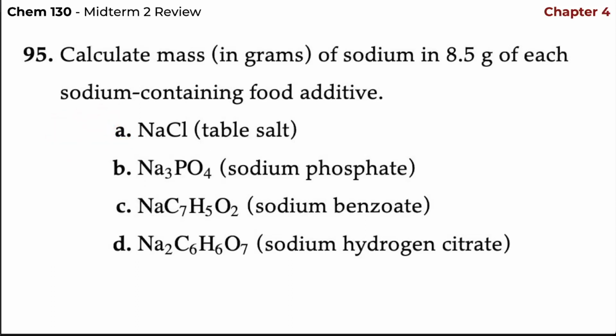So let's start. What I do first is find the mass percentage of Na in this whole thing. What is Na out of the whole thing? So the mass of Na over the mass of NaCl. For that, the mass of Na is just going to be one atom of Na.